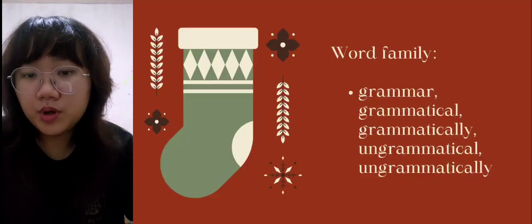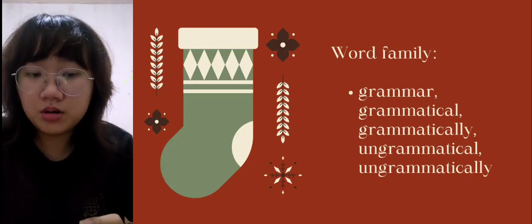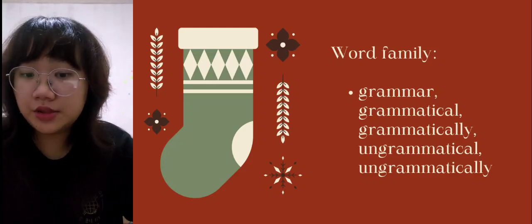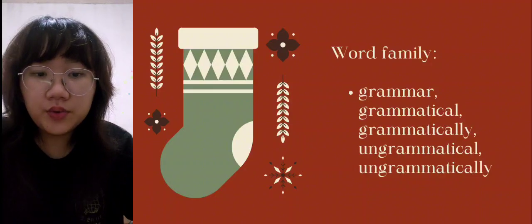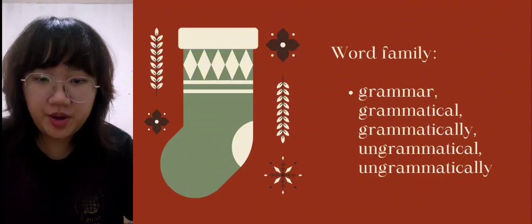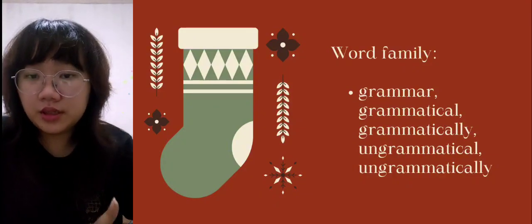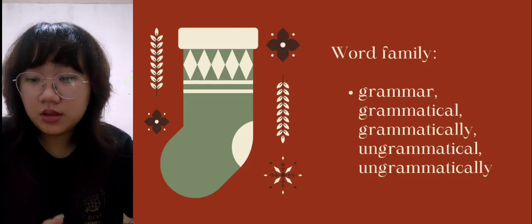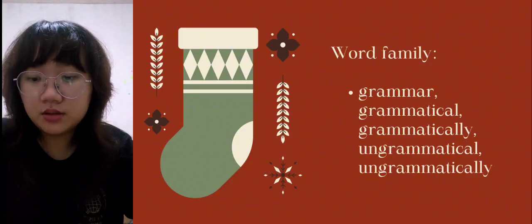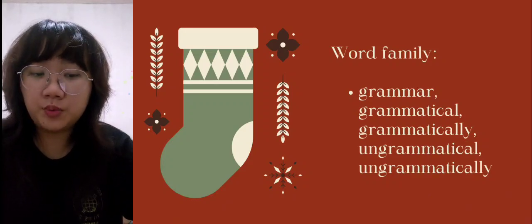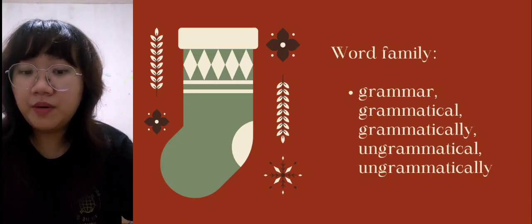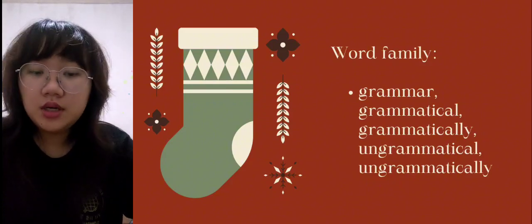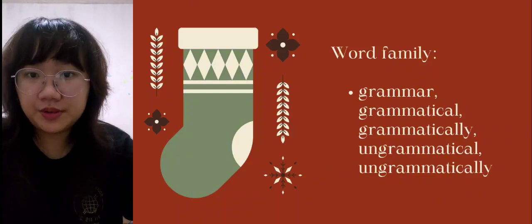When words are built from a common root word or a common ancestor in history, often a Latin word, we call the group of words a word family. For example, a word family includes grammatical, grammatically, ungrammatical, and ungrammatically. These words are built from a common root word, grammar. This word family includes a noun, adjectives, and adverbs.